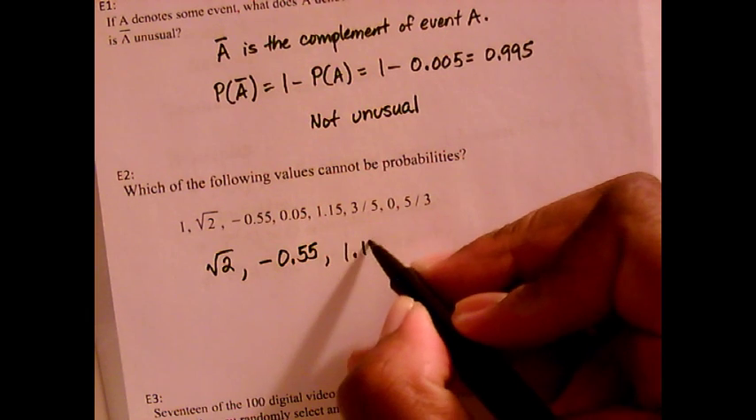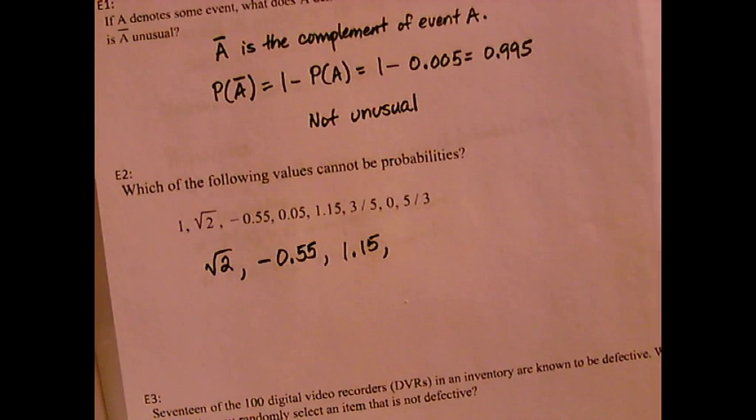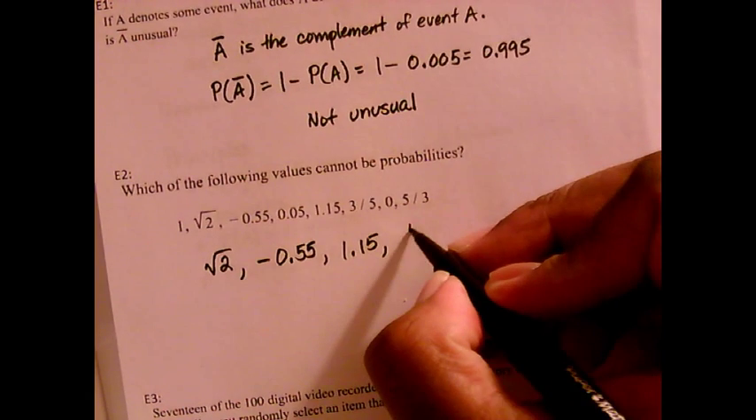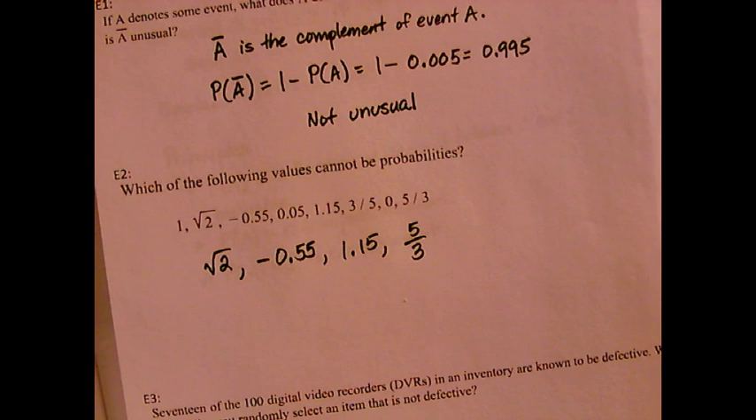1.15 would not, because 1.15 is a value bigger than 1. Probabilities have to be a decimal value or a fraction between 0 and 1. Well, 3/5 can be a probability because that's between 0 and 1. 0 is also a probability because we can include 0 and 1 in that interval. But 5/3 is like 1 2/3, and 1 2/3 is bigger than 1, so 5/3 would not be considered a probability. So these are the values that cannot be probabilities in this situation.